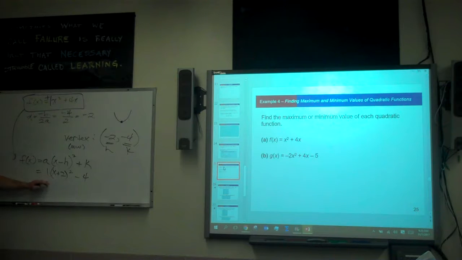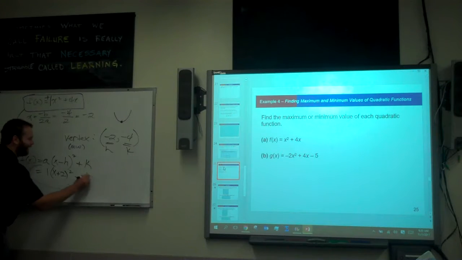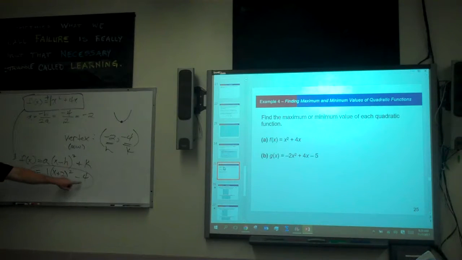The only thing that I worry about sometimes with people is when they have it in this format, they want to say that is the y-intercept. That's not the y-intercept. The y-intercept is only the c term in a quadratic function. Because we know the y-intercept for this graph is 0, 0, right? Not negative 4. So make sure you understand that.